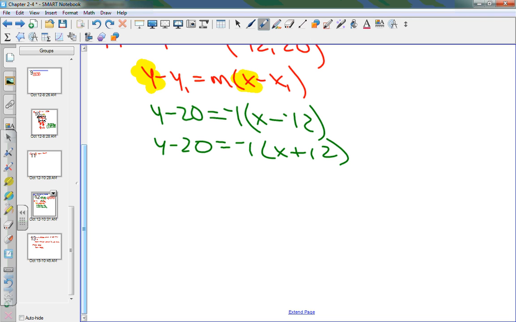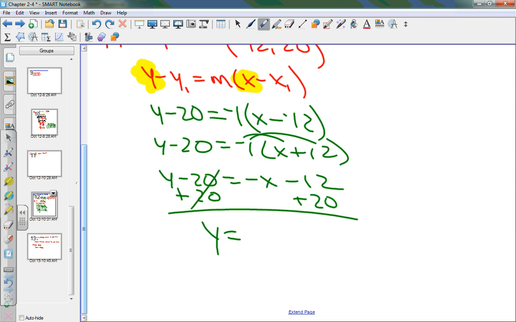Now what do I do? Two words with one letter. Solve for y. So if I'm solving for y, that's y minus 20 is equal to negative x minus 12. Now what? Add the 20. And I get y is equal to negative x plus 8. And I can box that in because I am done.